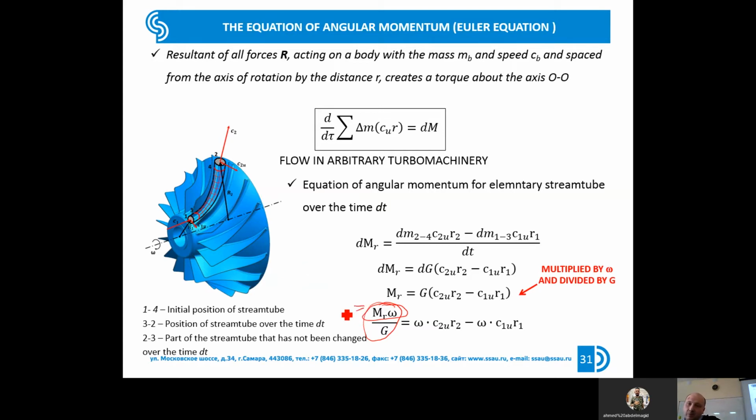It's the power. Okay. Power. If we divide power by the mass flow rate, it will be the power produced by 1 unit of mass. In other words, it will be specific work. So finally, the left part of the equation will be specific work.